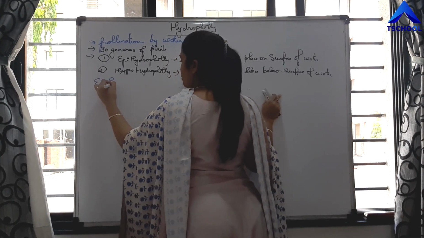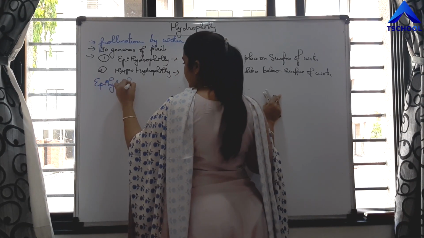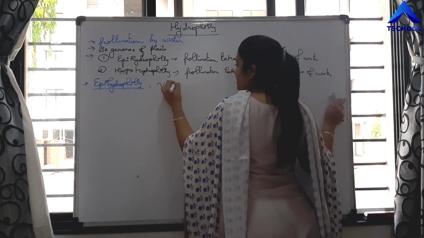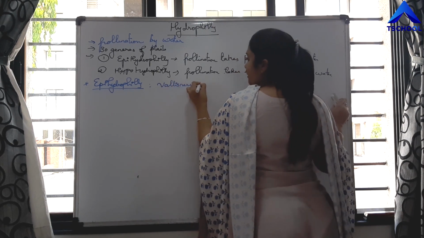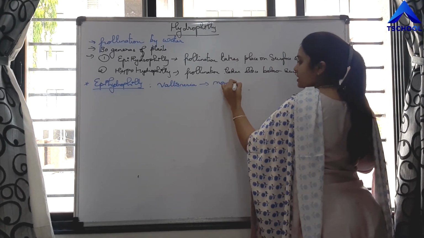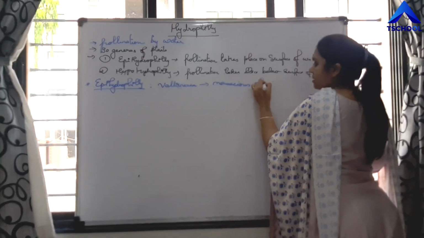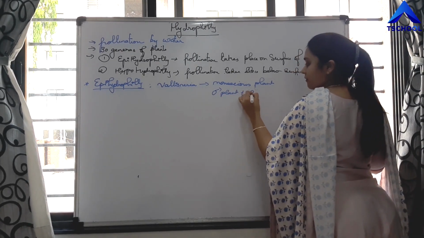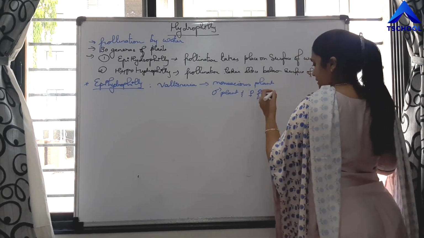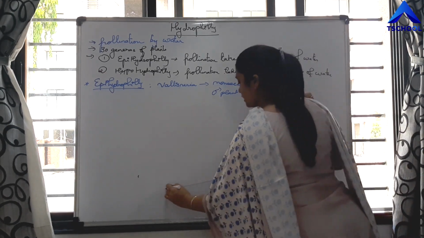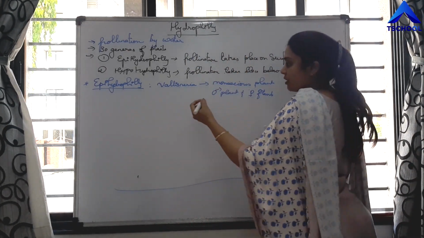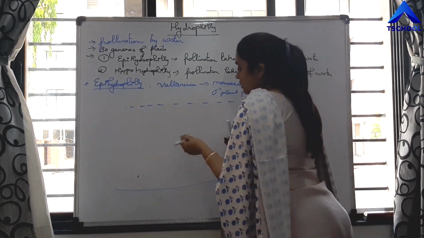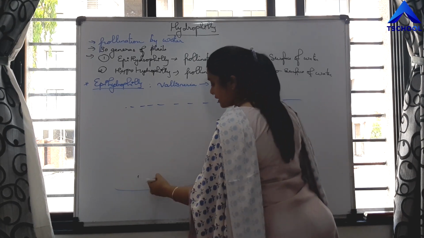Examples of epihydrophily is Vallisneria. Vallisneria is a monoecious plant, which means there is a male plant and female plant, right? So say this is the ground surface of the water body and this is the upper surface of the water body, right? So this is the female Vallisneria plant.